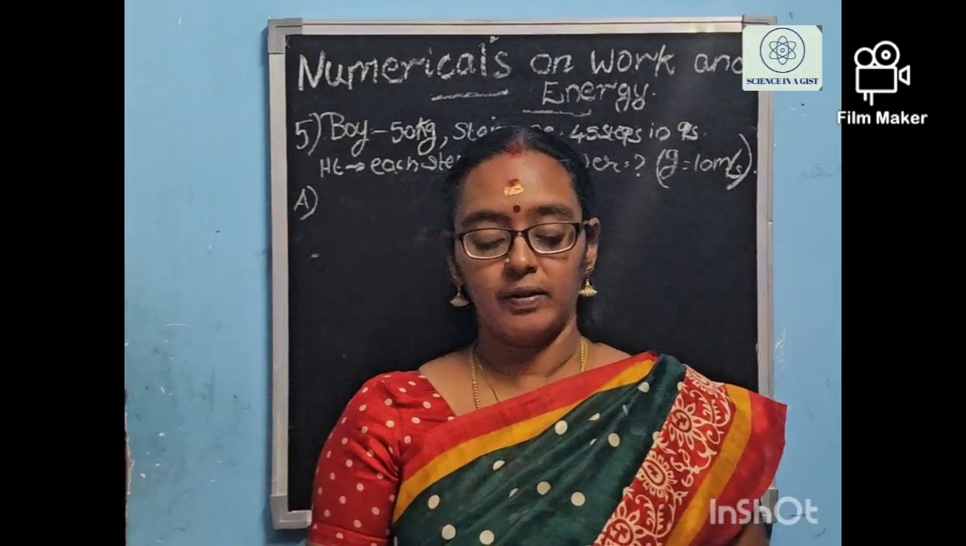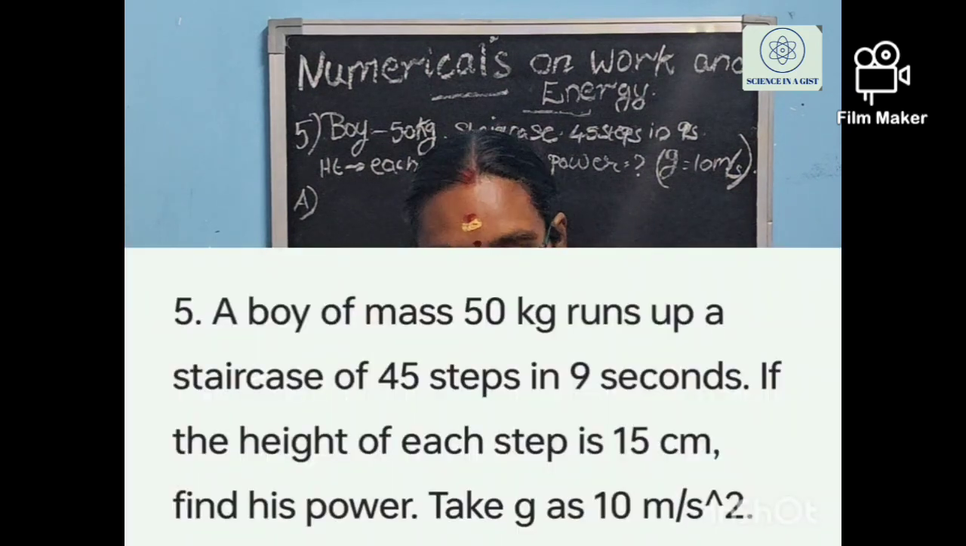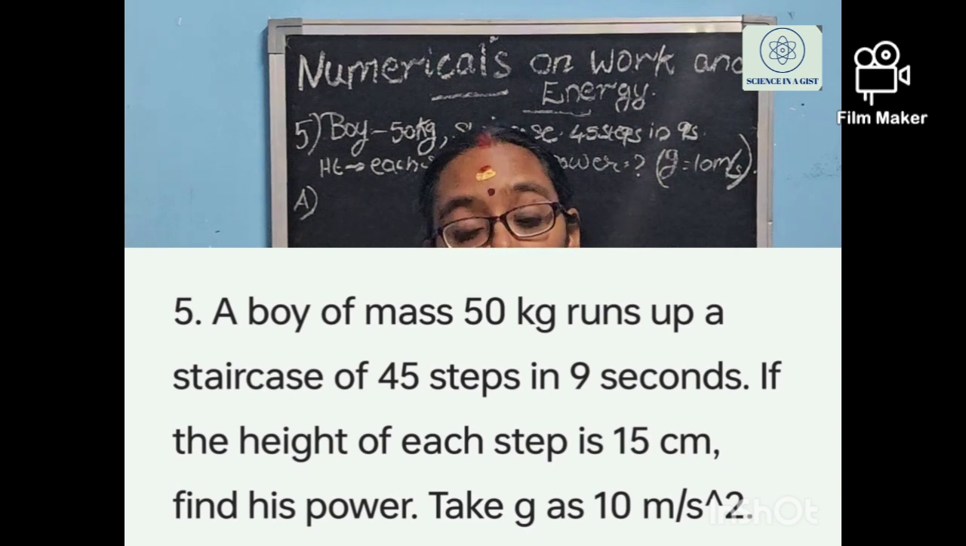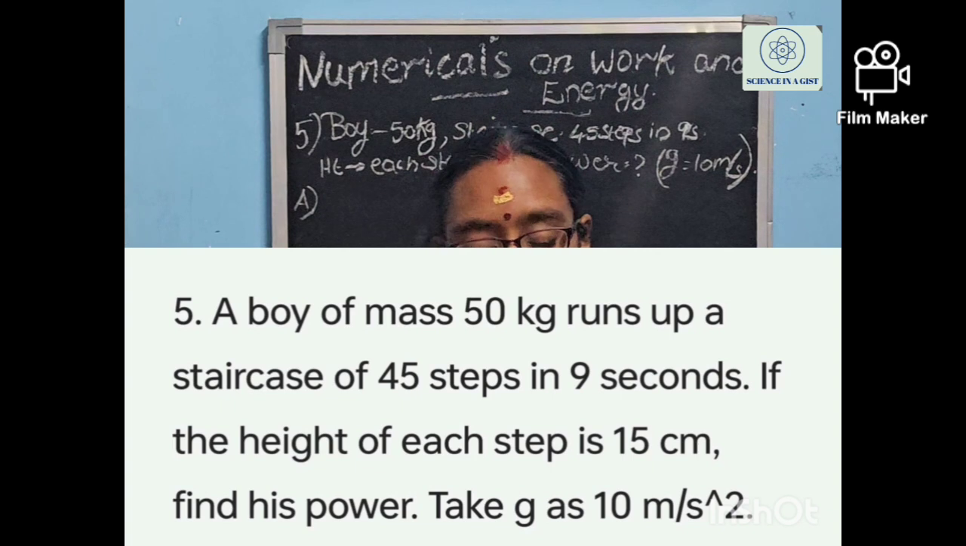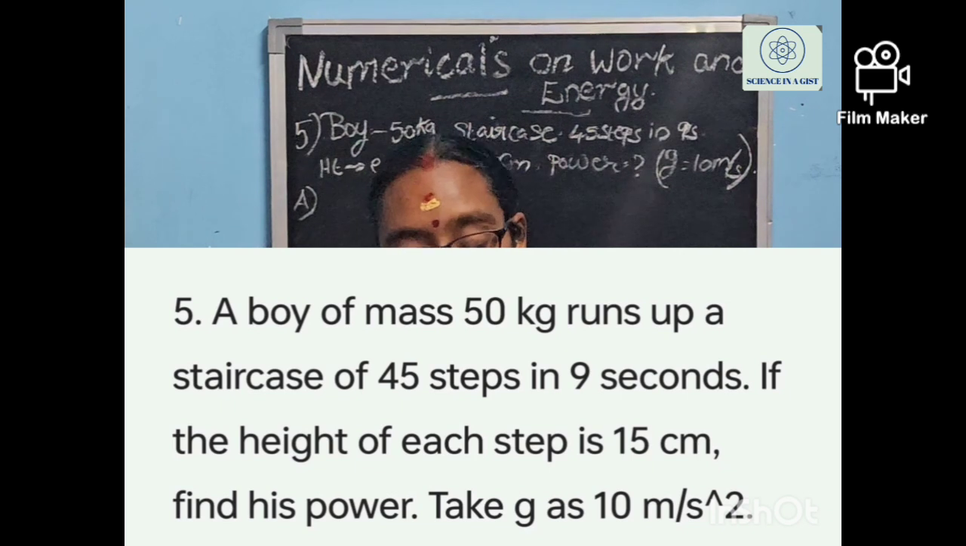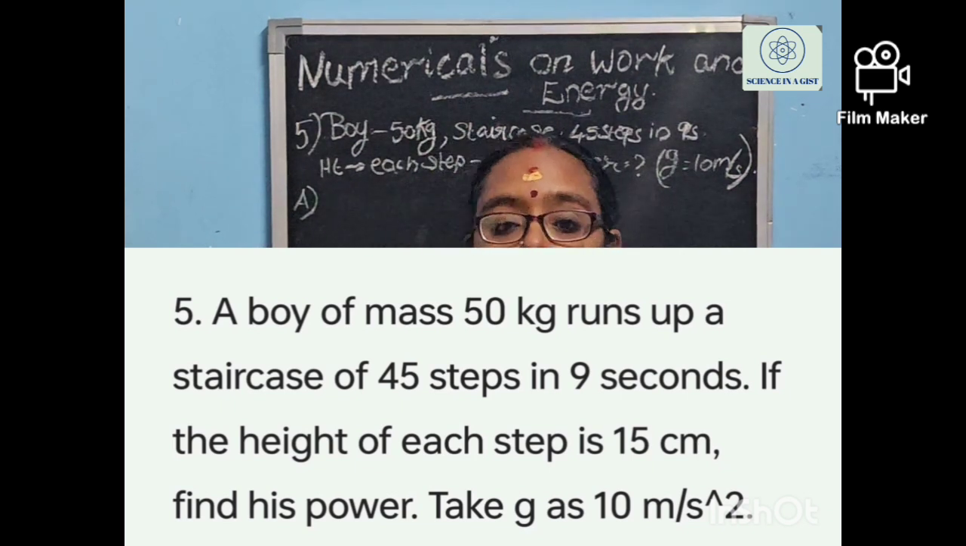Now the fifth problem. A boy of mass 50 kg runs up a staircase of 45 steps in 9 seconds. If the height of each step is 15 cm, find his power. Take g is equal to 10 meter per second square.